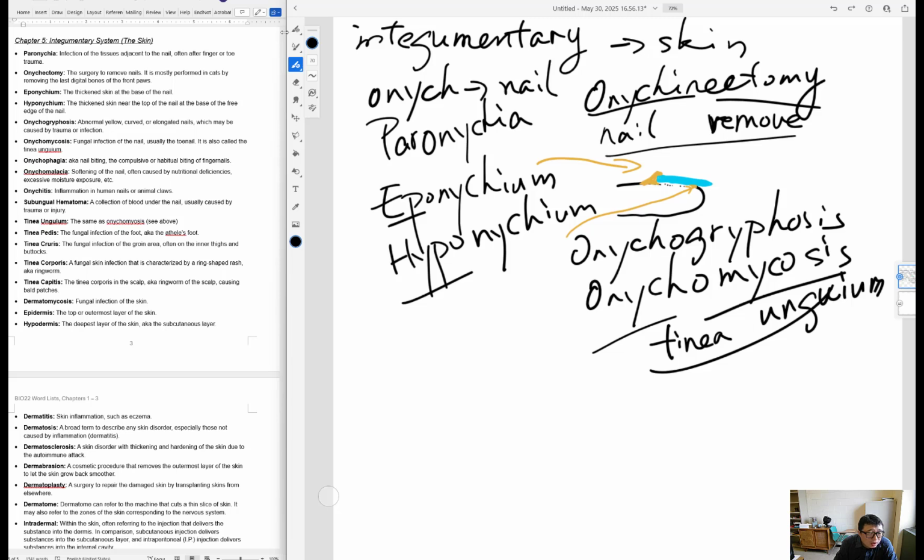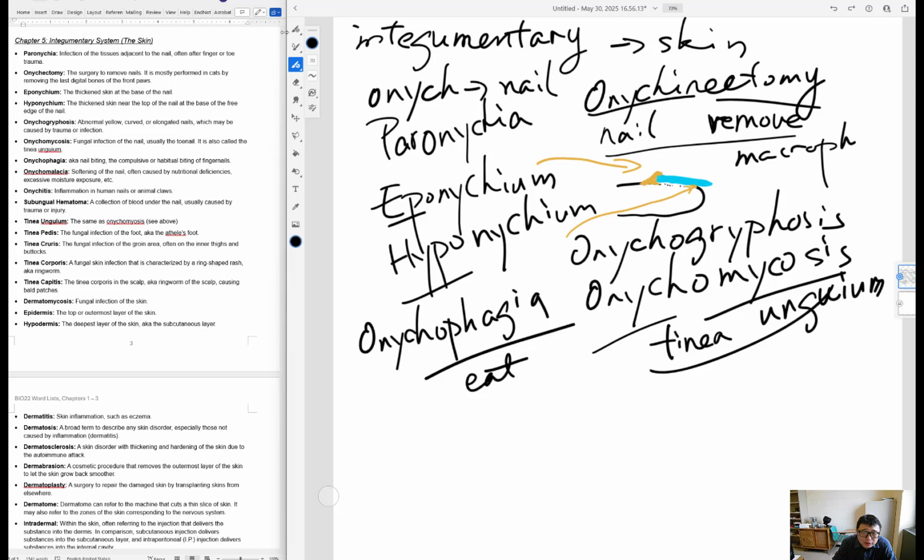What's the next? Onychophagia. Phagia, I hope you can remember this. I can remember macrophage, the big cell that can eat other cells. Phagia means eating something. Onychophagia means eating the nail. It's biting the nail. This is some kind of compulsive behavior.